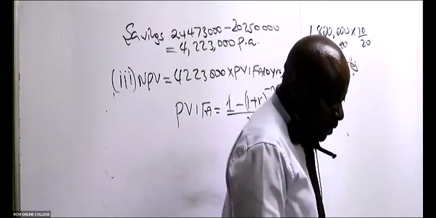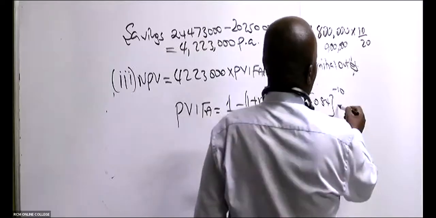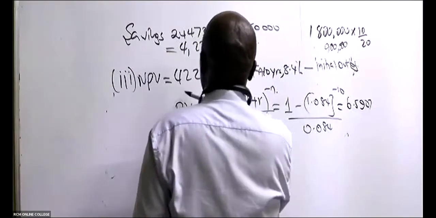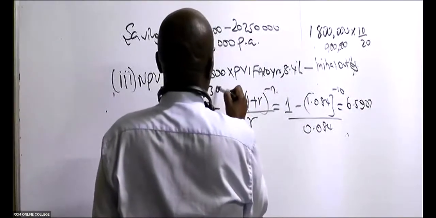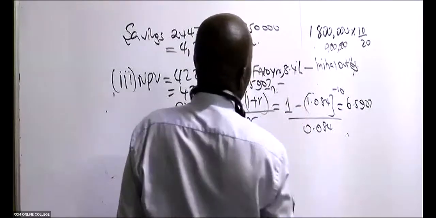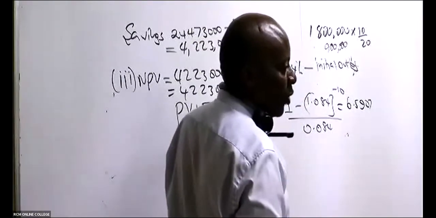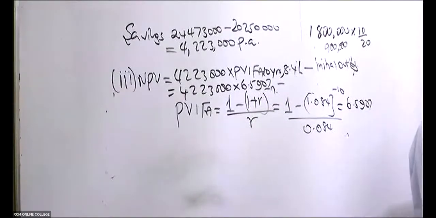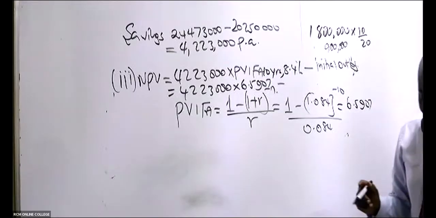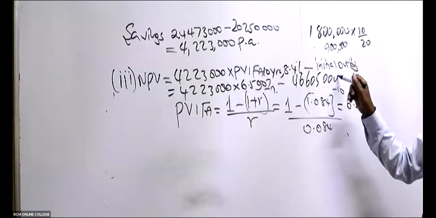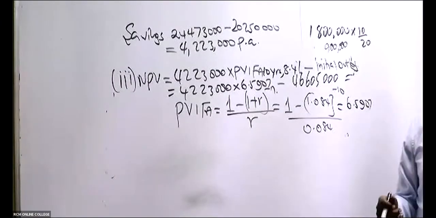So I'm being given 6.5907. So then come back here. So this will be 23,000 times 6.5907 minus the initial outlay. Is there somebody who is able to remember the initial outlay? We have done the initial outlay in part 1, which is 46,605,000. So please go ahead and give us the NPV.